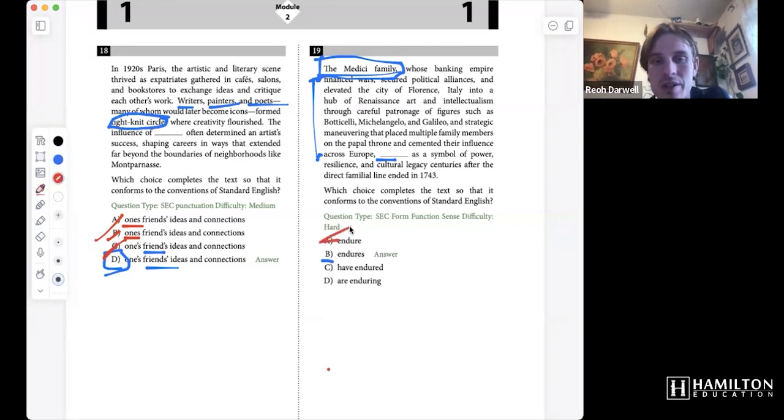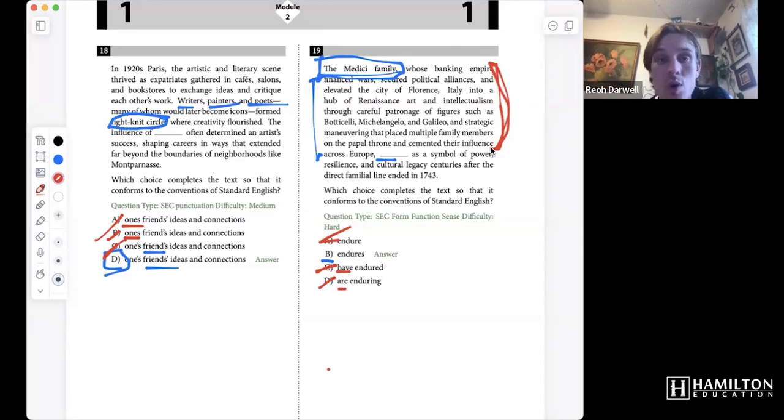Endure doesn't work because we have it in the plural. Have endured doesn't work because have is also in the plural, right? If it said has endured, it might work. And are enduring, again, we have the plural. So that's how we arrive to be as our correct answer. What makes this difficult? Wanting to look at all of this, which doesn't even matter.